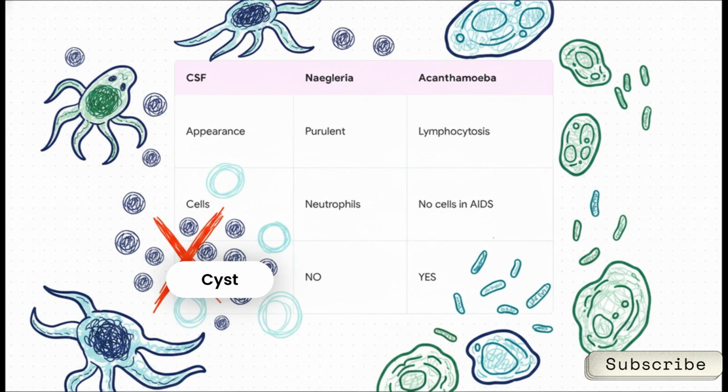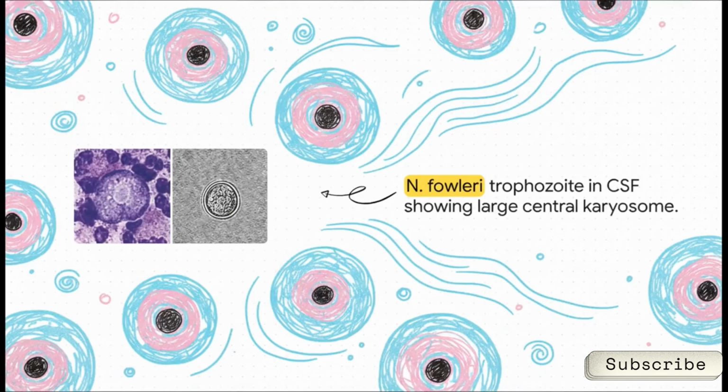Acanthamoeba, on the other hand, shows lymphocytosis, and in severe AIDS patients, you might see no cells at all. But unlike Naegleria, you might occasionally spot Acanthamoeba cysts in the fluid. Burn this visual right into your memory for those spotter exams. When you do a biopsy or look at an H&E stain, Naegleria trophozoites look exactly like this. They've got this granular sky blue cytoplasm and a super distinct pink nucleus. Notice that large, prominent central karyosome with basically no peripheral chromatin. That is your dead giveaway.